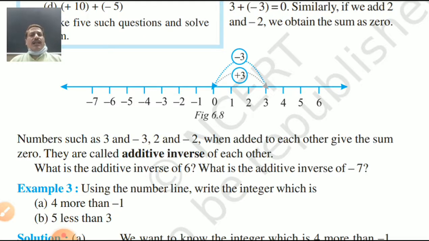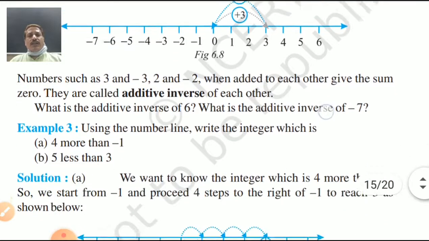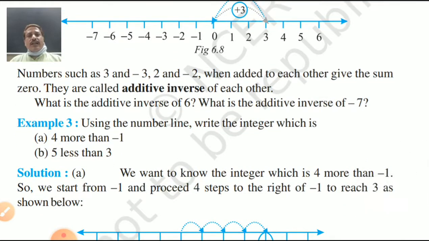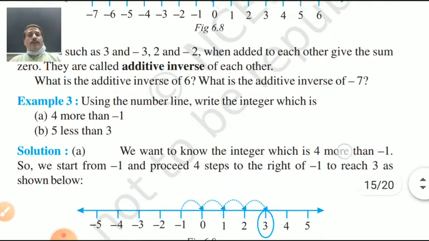Using the number line, write the integer which is 4 more than minus 1, 5 less than 3. Answer 1A. We want to know the integer which is 4 more than minus 1. More than means plus. Minus 1 से 4 चाहिए पड़ा. तो क्या करेंगे बेटा? Plus 4 minus 1 will give you a 3. Yes. So we can see how to write it.